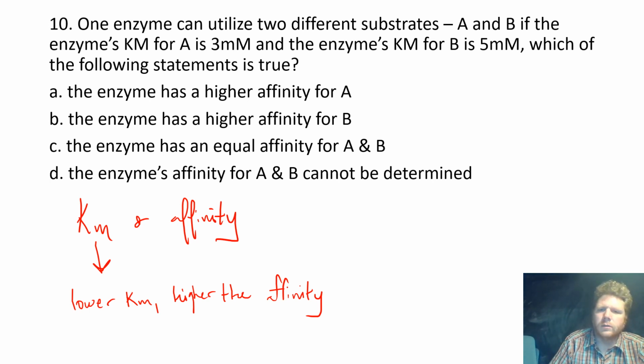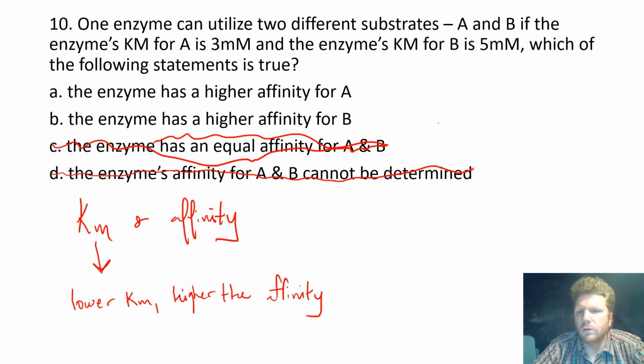We can look at answer options C and D and basically cross those out. Answer option D, the enzyme's affinity for A and B cannot be determined. Well, if you don't know this relationship, that's probably what you would arrive at, but that's incorrect. Answer option C, the enzyme has an equal affinity for A and B. If you know the relationship between Km and affinity, then you're going to eliminate that one. And then it just comes down to which one's Km is lower. The Km for A is lower than that of B, so our correct answer option is A.